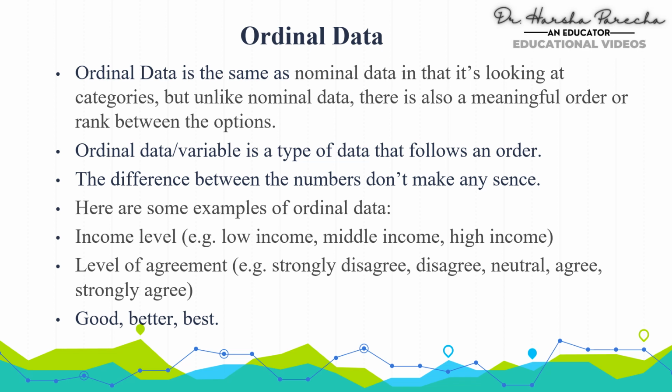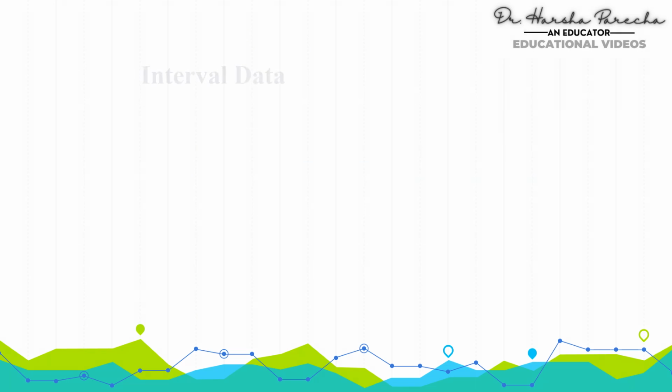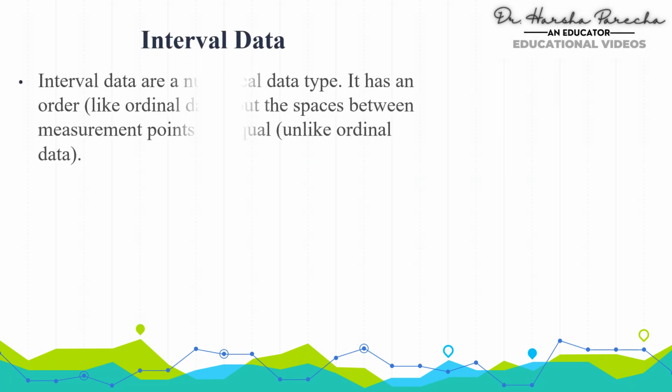Let us go ahead and see the next type of data form, which is interval data. Now interval data is numerical type of data. Okay, if you can connect this one with the ordinal one, what you will see here, ordinal data follows ranking order. Even in this, it is the same case with interval data. It also follows the order, but here the difference is the spaces between the measurement points are equal.